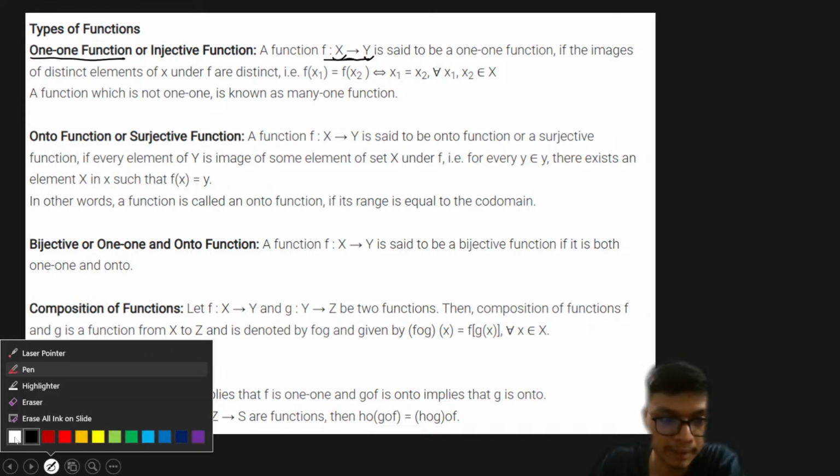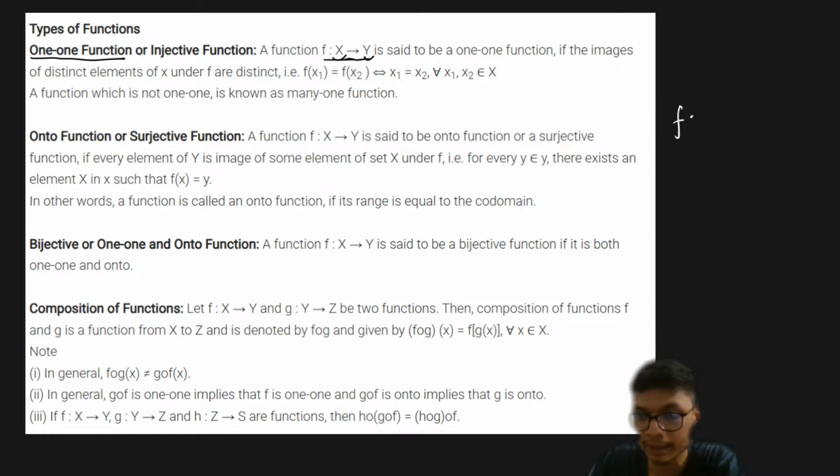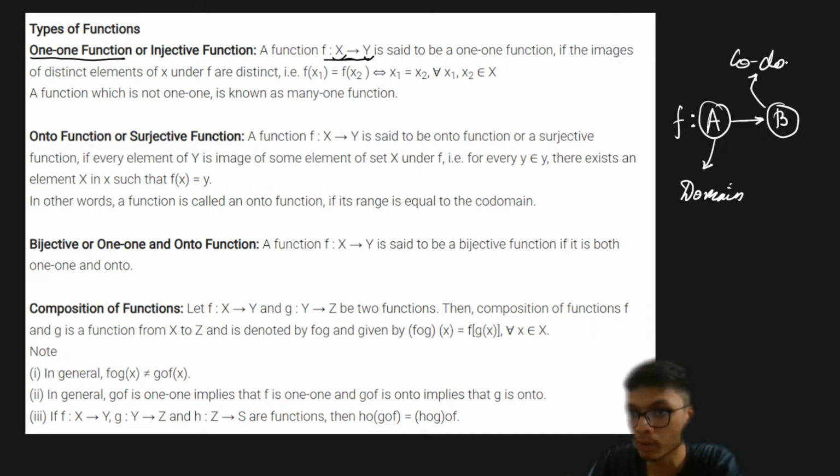Let me write it over here. Whenever I represent a function, I define it by giving the name of the function f, going from a particular domain to the codomain. The set from which it is going is called the domain set, and the set to which it is mapped is called the codomain.